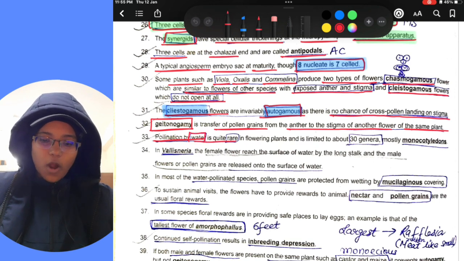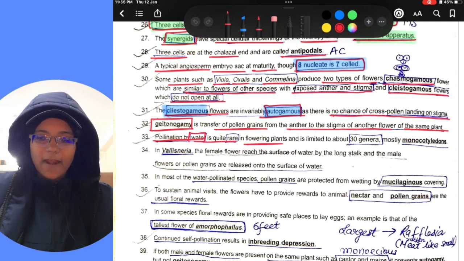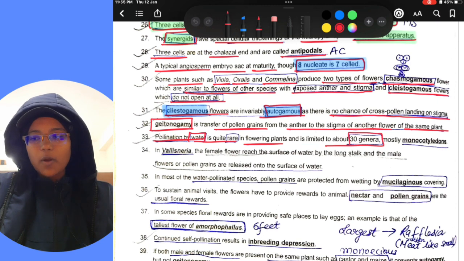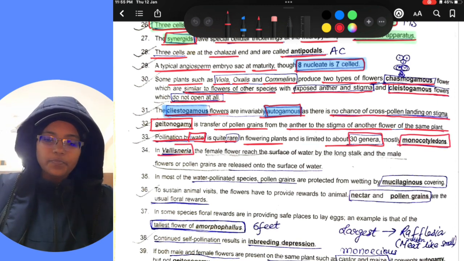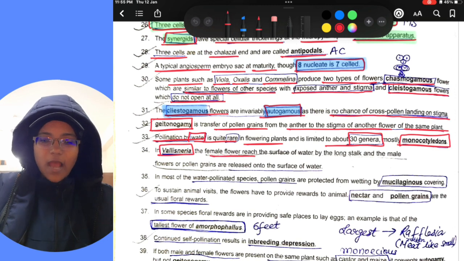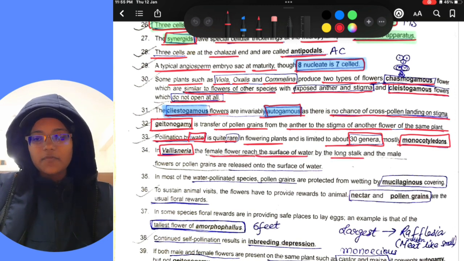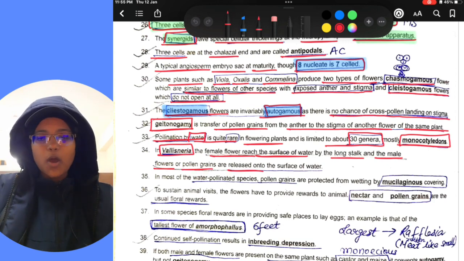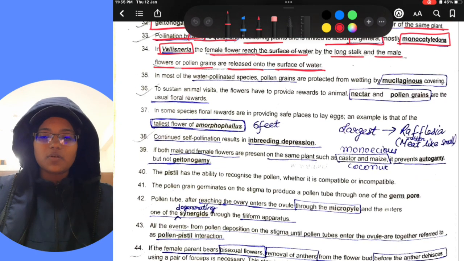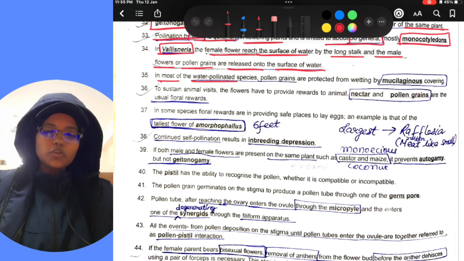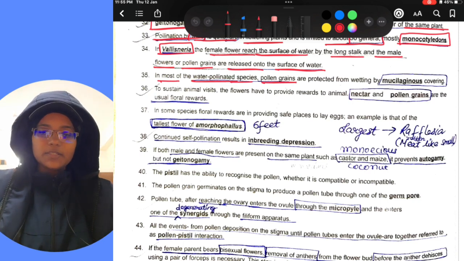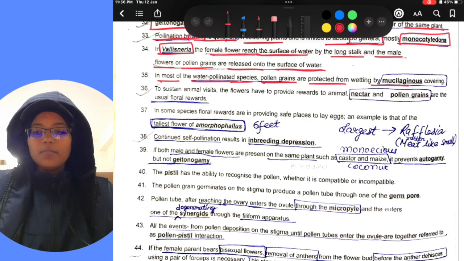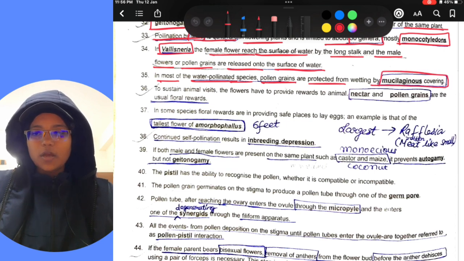Pollination by water is quite rare in flowering plants and is limited to about 30 genera, mostly monocotyledonous plants, monocots. In Vallisneria, the female flower reaches the surface of water by the long stalk, and the male flowers or pollen grains are released onto the surface of water. In most water-pollinated species, pollen grains are protected from wetting by a mucilaginous covering.